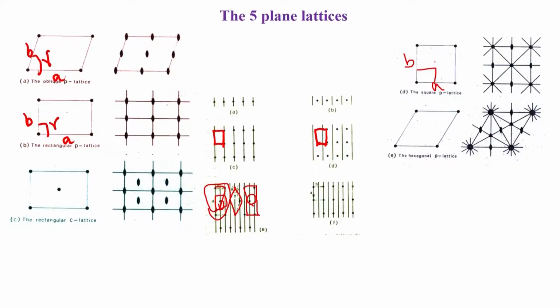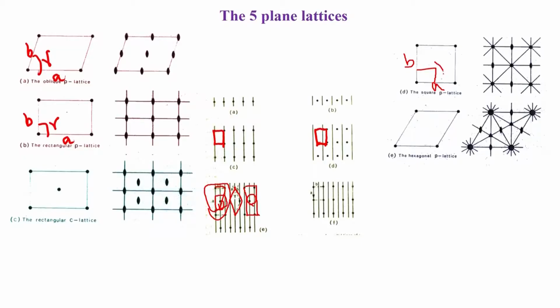The fourth one is A equals B. Here it is A and this is B, and here A equals B because it is a square lattice. In square, the gamma is the angle here, which is 90 degrees, and therefore, we get a definition of a square lattice, which is something like this.